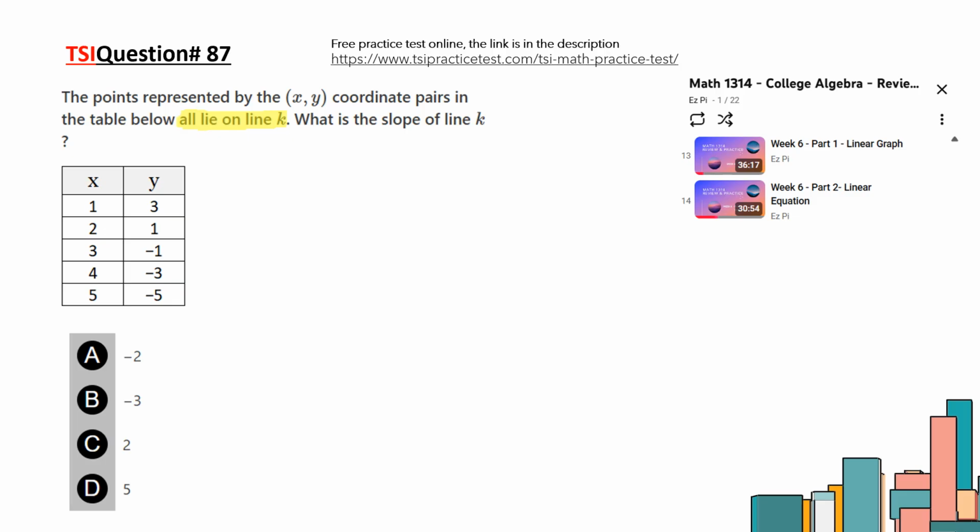and how to find the slope, you should watch and take notes from the Math 1314 week 6 part 1 and 2 in the Math 1314 playlist. Okay.